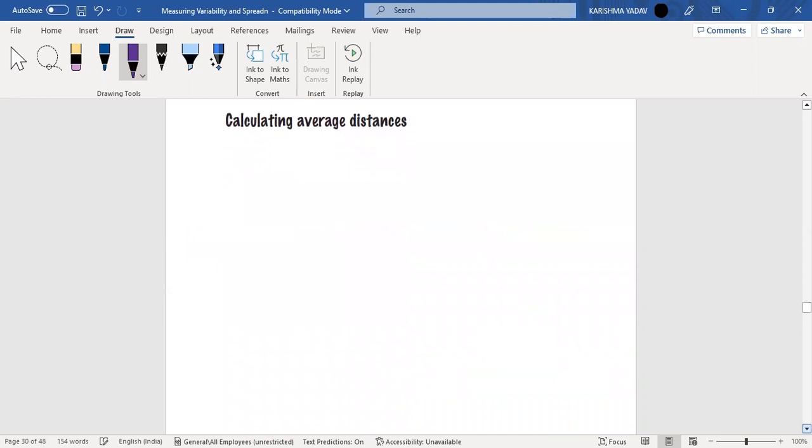For calculating average distance, let's consider three numbers. Let's just take 1, 2 and 9. I have these three numbers. What is the mean of these three numbers? That is 1 plus 2 plus 9 divided by 3, that is 12 divided by 3. So we got the mean as 4 for these three numbers. Now what happens if we find the average distance of values from the mean?